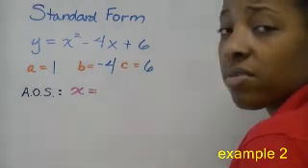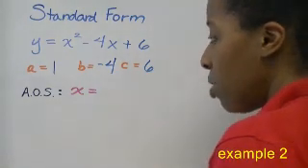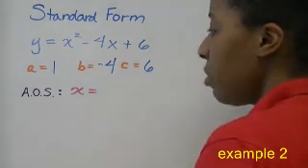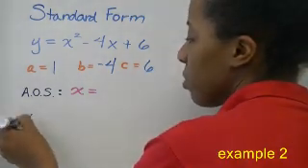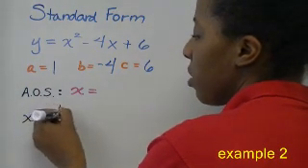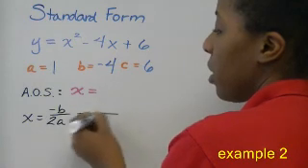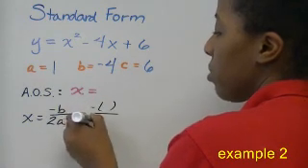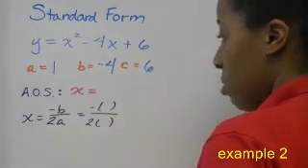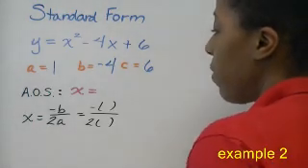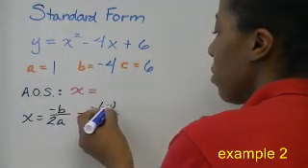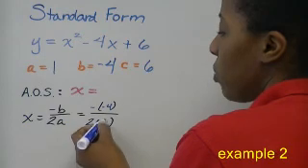How did we find the axis of symmetry in standard form? We used the formula x equals negative b over 2 times our a value. So I'm going to plug in my values. My b value is negative 4. My a value is 1.